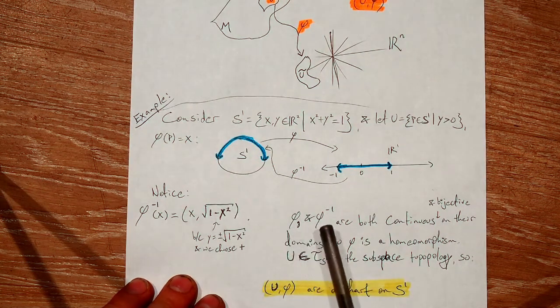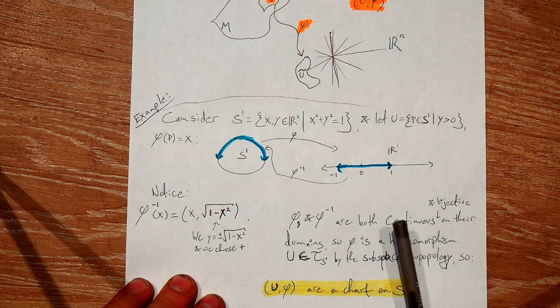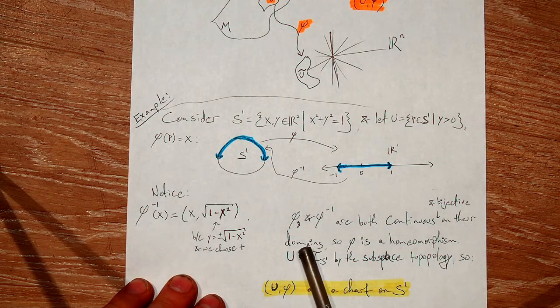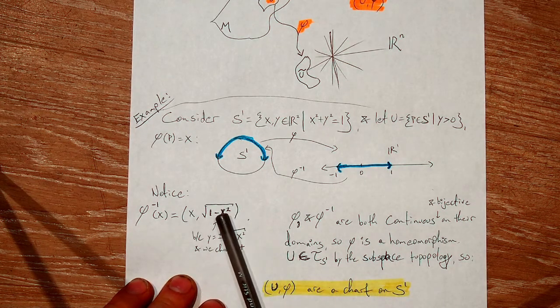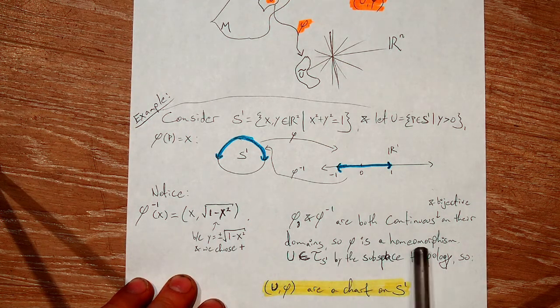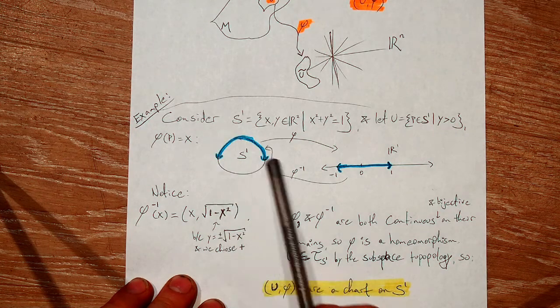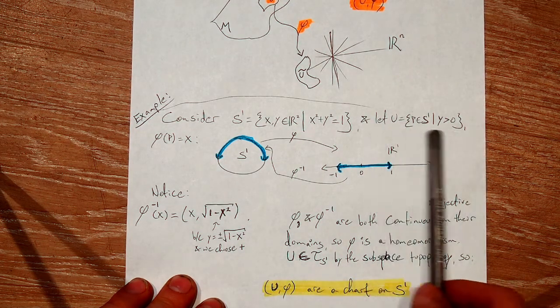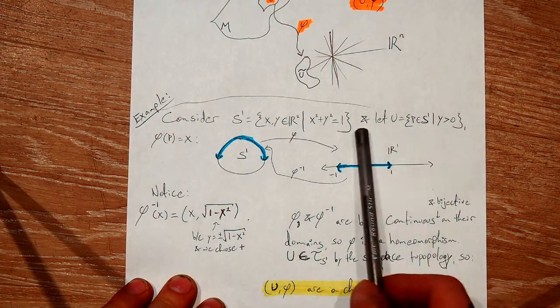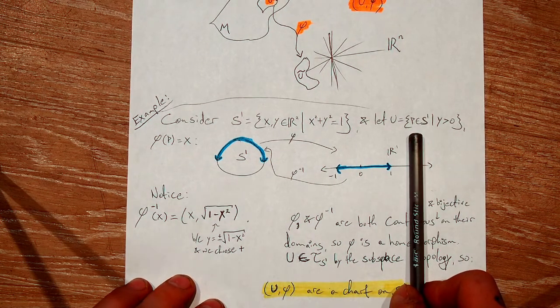So since phi and phi inverse are both continuous and bijective on their domains, right, we picked a nice domain where this function behaves well, then phi is a homeomorphism. And we know that U, as described here, is in the topology of S1, right? This is certainly a subset of S1, but I haven't shown you that this is actually an open set of S1. I haven't shown you that it's in the topology of S1.